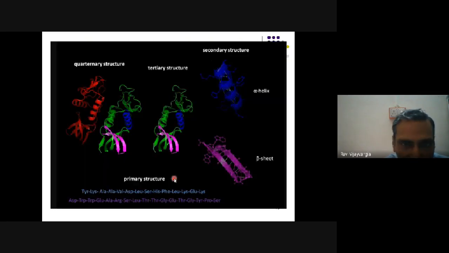All of you must be aware that these are the different structures in which proteins can be present. The primary structure is the sequence of amino acids. Then you have secondary structures like alpha helical structure or beta sheet structure. A mixture of them can form a tertiary structure. And then quaternary structures, when multiple subunits come together.